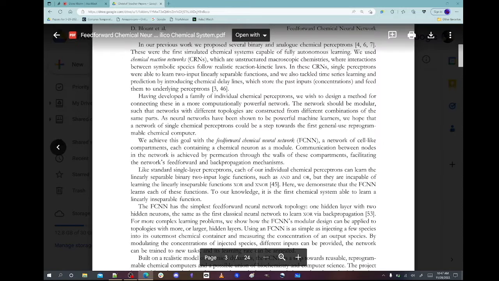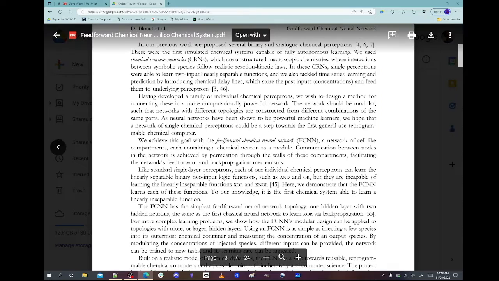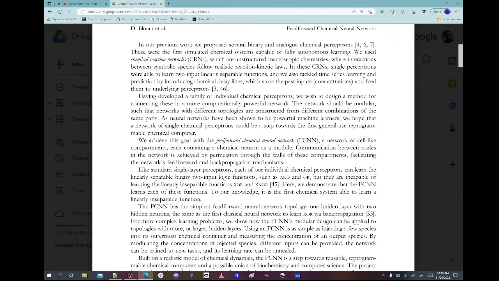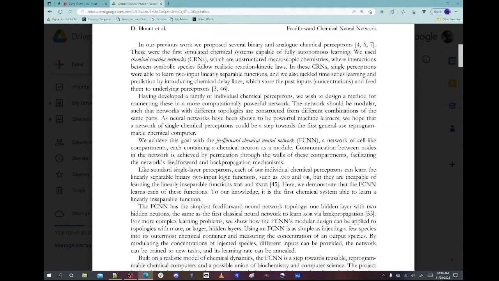Like standard single-layer perceptrons, each of our individual chemical perceptrons can learn the linearly separable binary two-input logic functions, such as AND or OR. So these are the simplest logic functions, AND or OR. It's that you have a logic gate that says, if such is true, there are two things that are activated in AND. In OR, if something is true, one thing or the other thing are activated. So there are different rules that we can use, when a logic function is performed, to pass on information to the next unit.